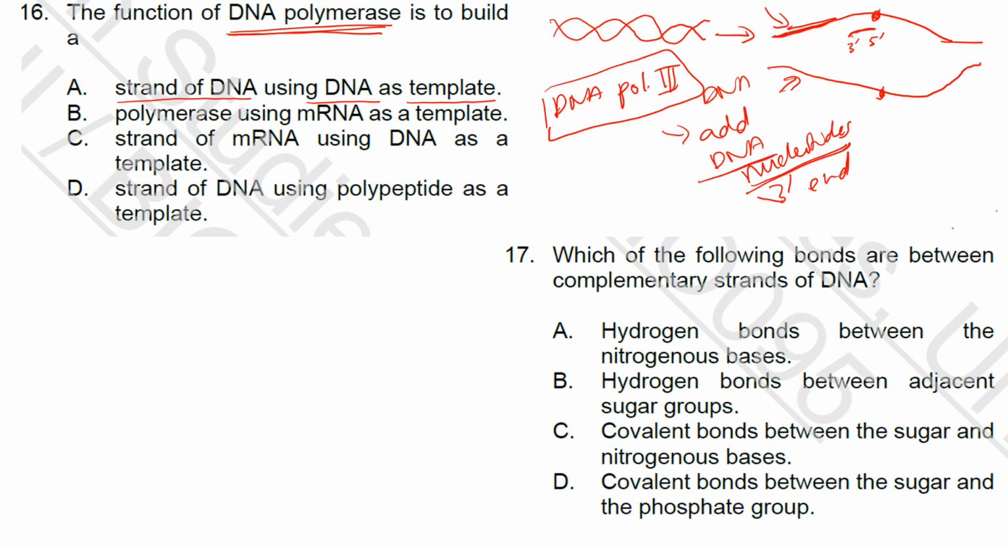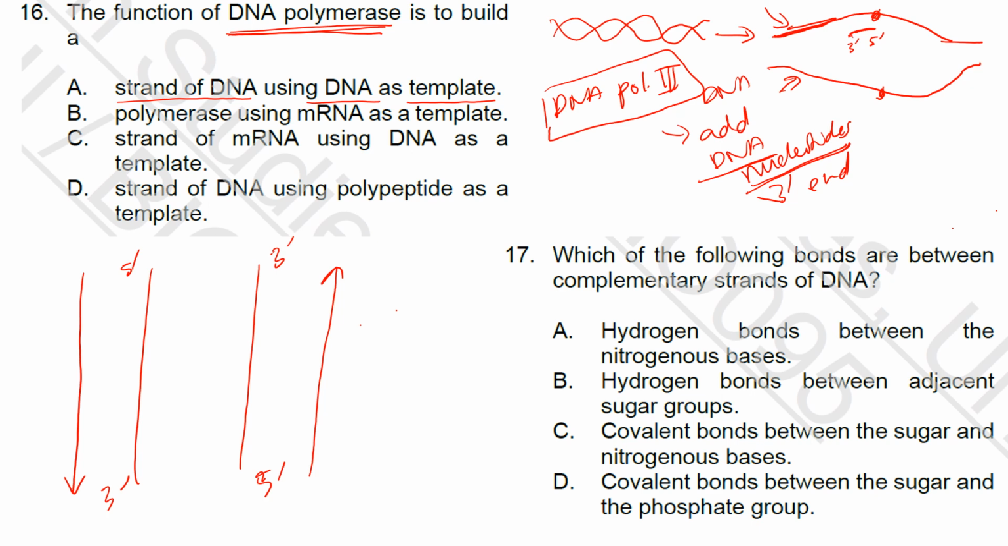Number 17, which of the following bonds are between complementary strands of DNA? You have two strands of DNA that run in the opposite direction, or anti-parallel. On this strand you have the 5' end, on the other end you have the 3' end, 3 with 5, 5 with 3. So the direction will run from 5 to 3, anti-parallel. Let's say on one strand you have adenine, the other will pair with thymine. On this strand you have guanine, the other will pair with cytosine.